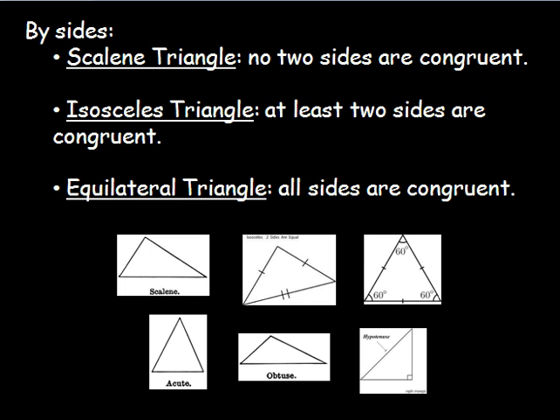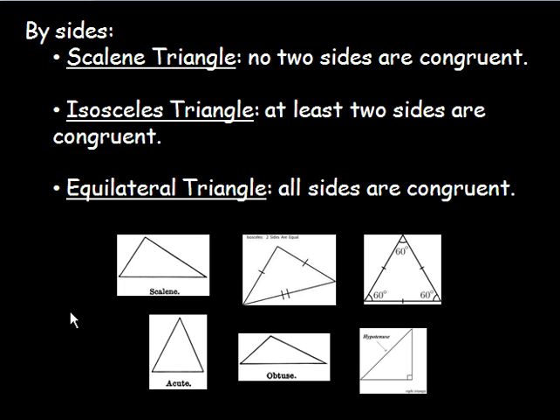Okay, next slide here. We can classify triangles by sides. A scalene triangle, no two sides are congruent. That means all three sides in the triangle are going to be different. There's also an isosceles triangle. That's at least two sides are congruent. Now keep in mind that could be more than two sides. All three sides could be congruent. And then equilateral triangle, all the sides are congruent.